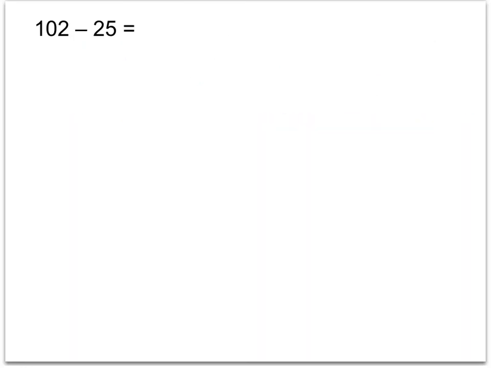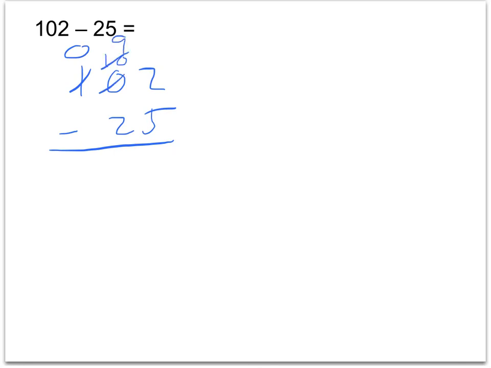So let's do another example that's going to illustrate this idea of borrowing again. So we have 102 minus 25. Let's do the standard algorithm here. 2 minus 5, we don't have enough there to take from, so we need to borrow, but there's nothing to borrow from, so we're going to borrow from over here. So this is going to become 0, this is going to become 10, and then we'll borrow from here, that's 9, and then we have 12. So now we have 12 minus 5 is 7, 9 minus 2 is 7, and so there's our answer, 77.